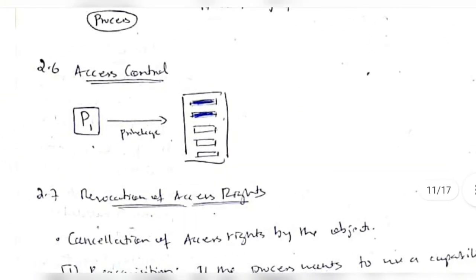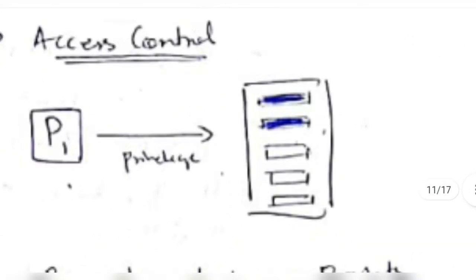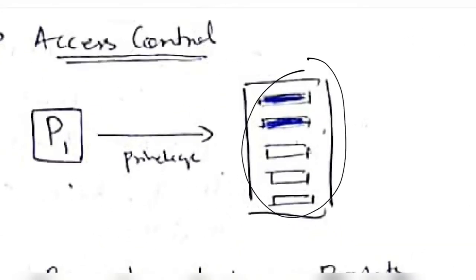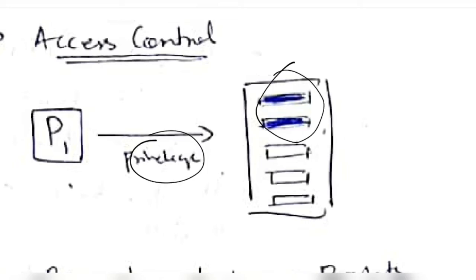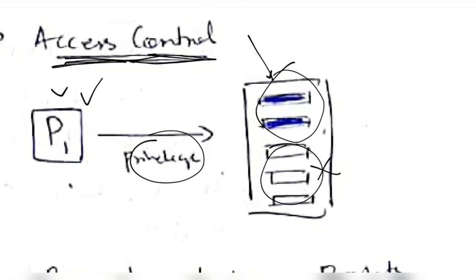The next one is access control. Since the process P1 does not need all the resources here, to keep the other resources which P1 doesn't use safe from unauthorized access, what we can do is privilege. Privilege means the process can access only those resources which are needed for P1. In this way we can do access control and keep the data which are not used by P1 safe from unauthorized access.